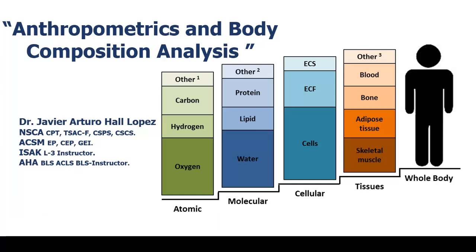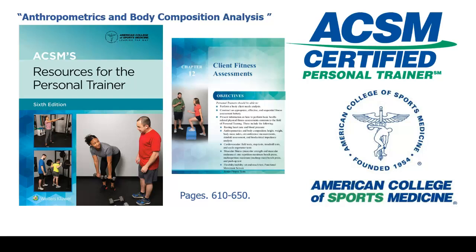We're going to talk about anthropometrics and body composition analysis. This is from the American College of Sports Medicine's Resource for Personal Trainers, specifically Chapter 12, Client Fitness Assessment. Of this chapter, we're going to focus on the content of anthropometrics and body composition analysis. This book and these chapters are study material to become a certified personal trainer. So let's go for this part.